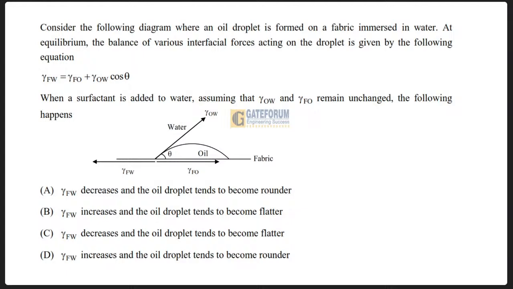Gamma FW is equal to gamma FO plus gamma OW cos theta. So when a surfactant is added to the water, assuming that gamma OW and gamma FO remain unchanged, the following happens. Gamma FW decreases and the oil droplet becomes rounder. Gamma FW increases and the oil droplet tends to be flatter. Gamma FW decreases and the oil droplet becomes flatter, or the oil droplet becomes rounder.